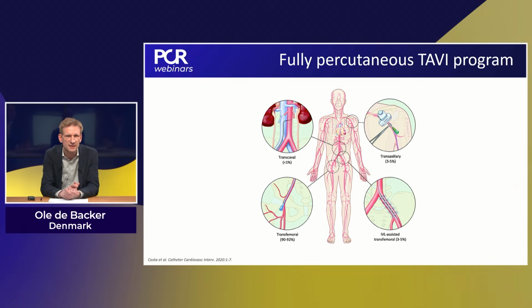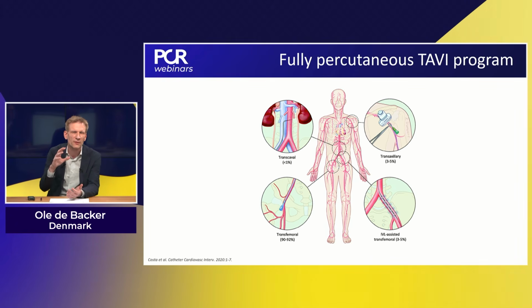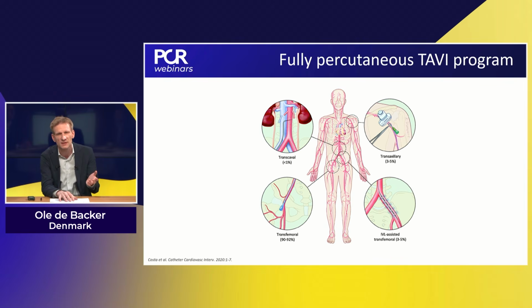For the last 5-6 years in Copenhagen, where I'm working, we do a fully percutaneous TAVI program. This means we do 92% of our cases with standard transfemoral access. We push 3 to 5% of cases by calcium modification, whether it's IVL, intravascular lithotripsy, or maybe even some cases recently with orbital atherectomy. Then we have roughly 4% of cases left for transaxillary, whether you do this percutaneous or surgically assisted, that you have to see what expertise you have in your hospital. And then it's actually less than 1% of transcaval cases we have left.